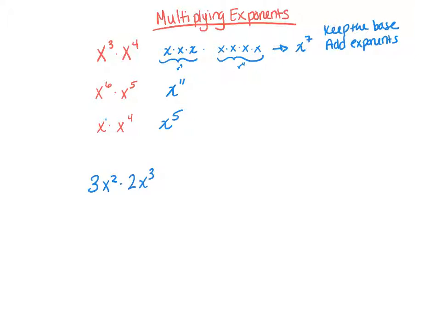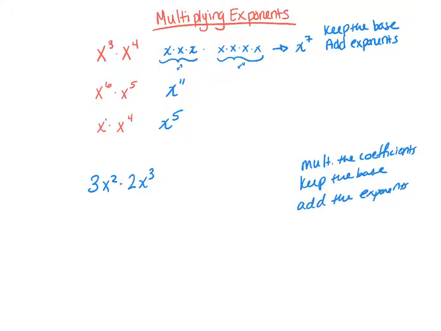to the third, then the rule is to multiply the coefficients, keep the base, and add the exponents. So what this would result in: 3 times 2, which is 6, keep the base of x, add the exponents, 5.